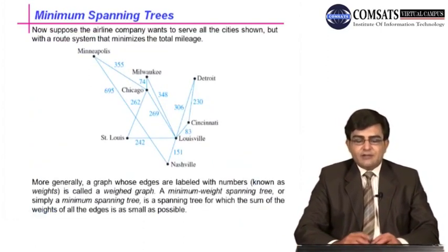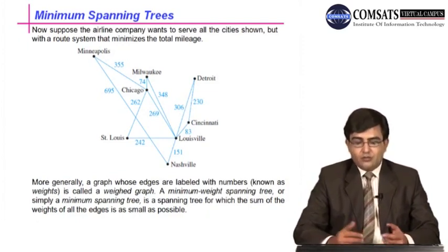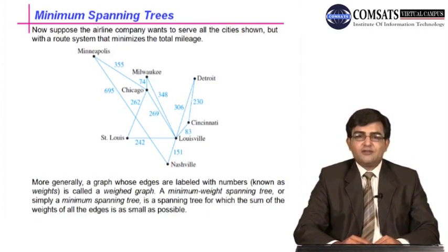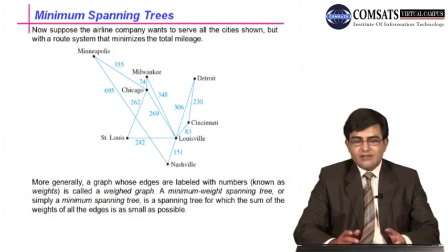Now consider the same example as we discussed at the start of spanning trees, in which an airline wants to expand their services to some other new cities, but with a route system that minimizes the total mileage. Now how to minimize the total mileage? If the company's goal is to minimize the total mileage, then that will be better for that company. They will save money and fuel, as we have discussed.